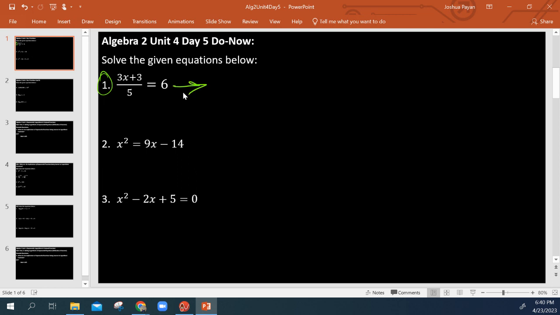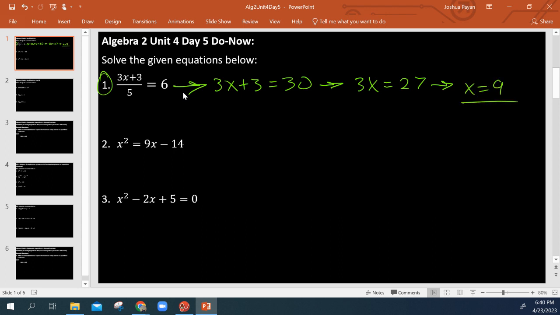So obviously here, we're working from the outside in. So I'm going to multiply by 5 on both sides. Then I subtract 3. Then I divide by 3, and x obviously is 9.